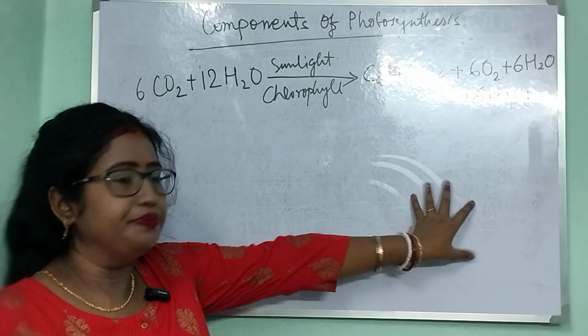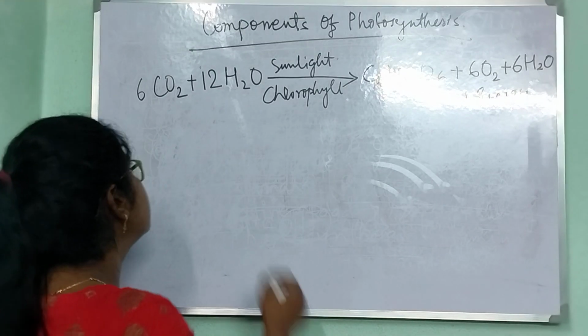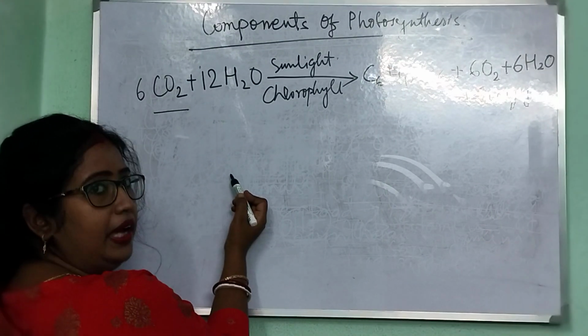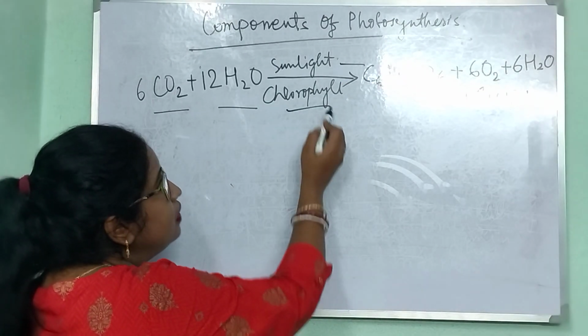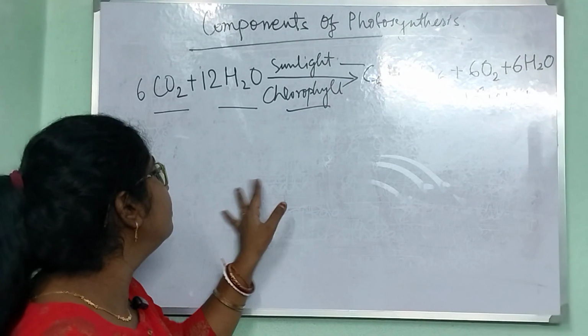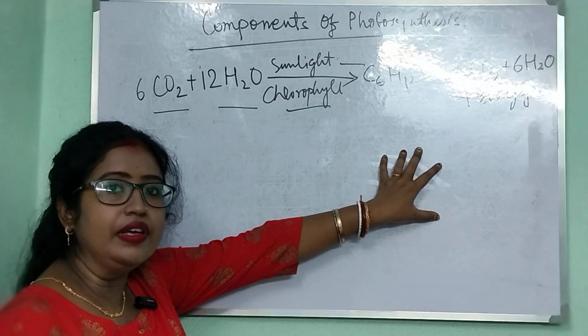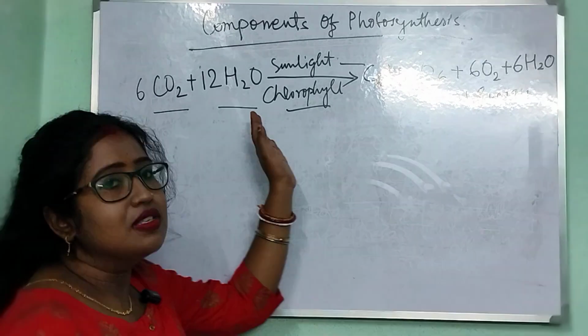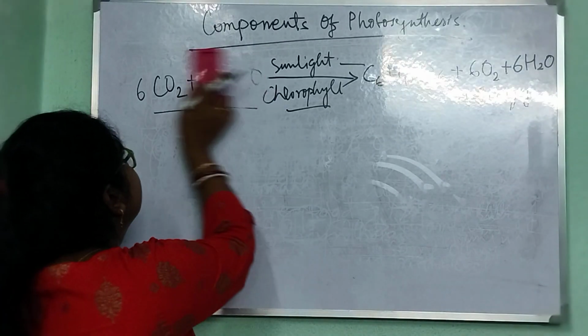So the basic components of photosynthesis are carbon dioxide, water, sunlight and chlorophyll. These are the 4 basic components of the photosynthesis event. Let us discuss these components one by one in detail.